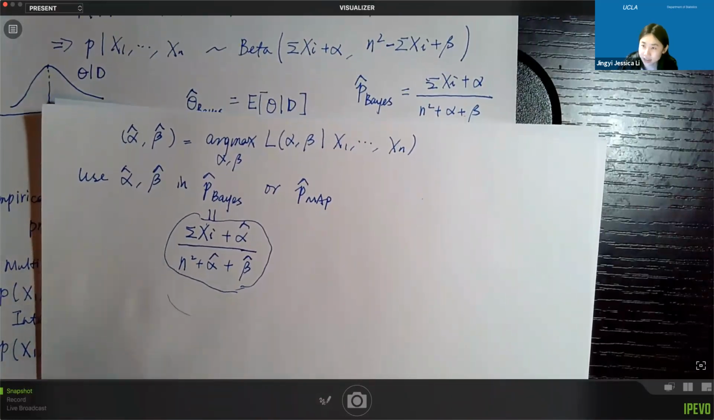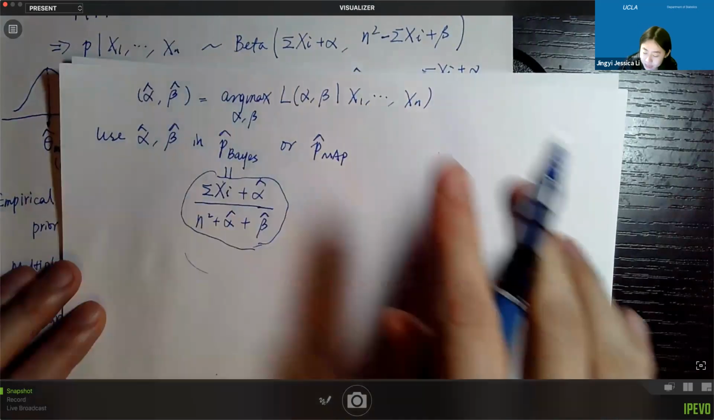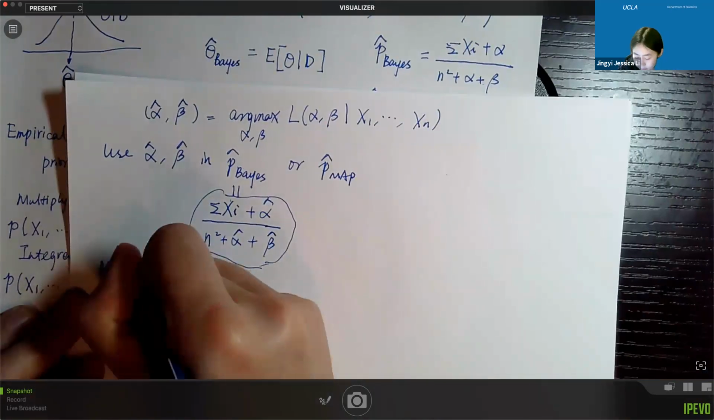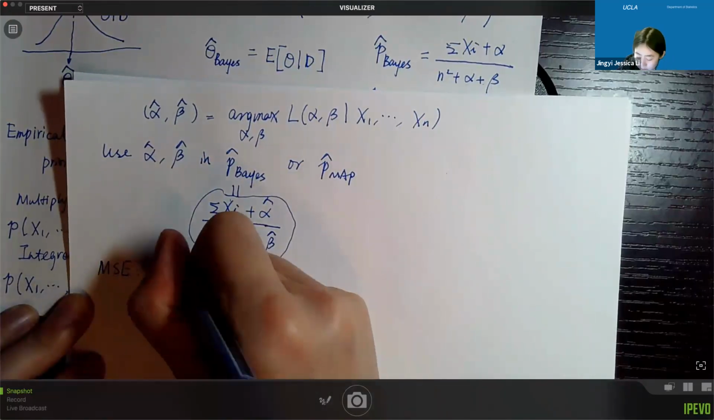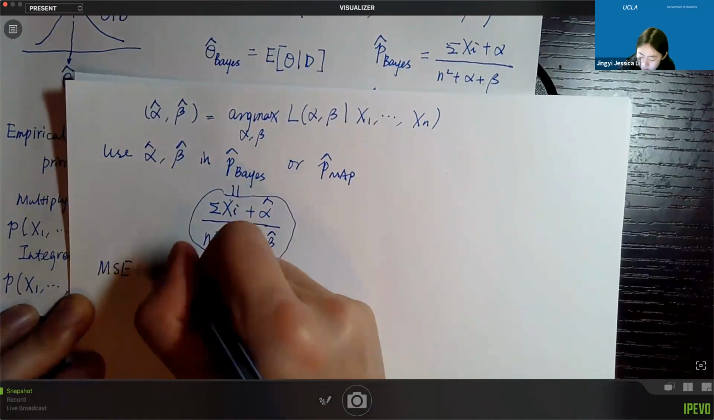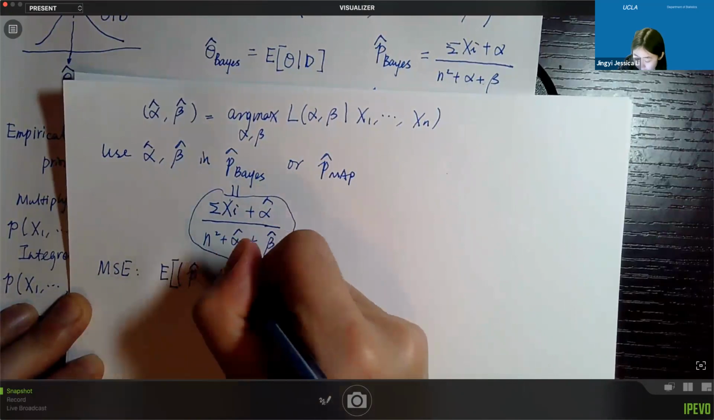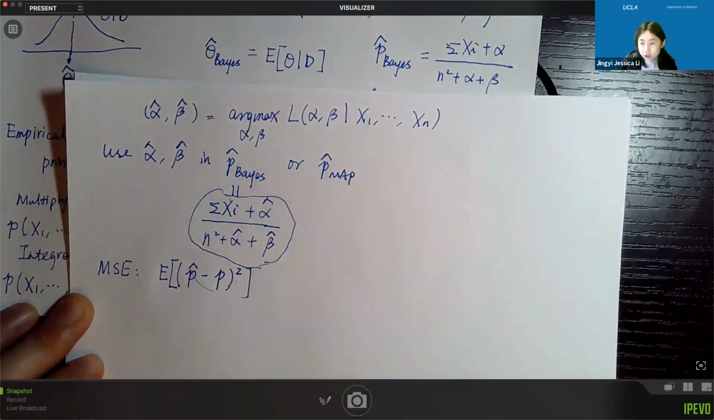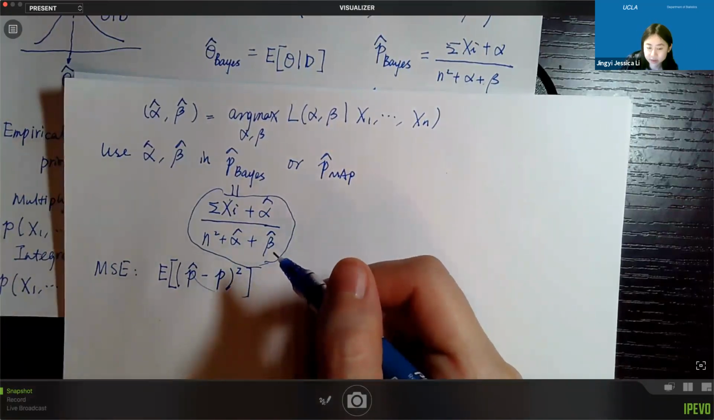Although it's biased, there's still a trade-off, which is what we call the mean squared error. Let me put it here. Mean squared error, or MSE, is a criterion that frequentist people use to evaluate an estimator. It's defined as the expected squared difference between P hat and P. This is how you say whether an estimator is good or not.